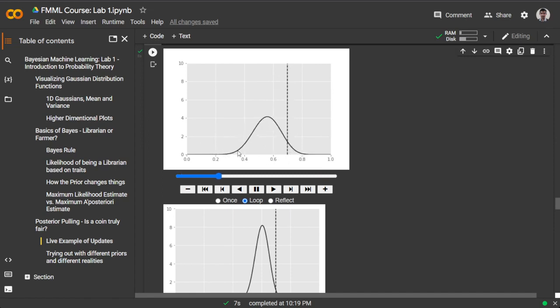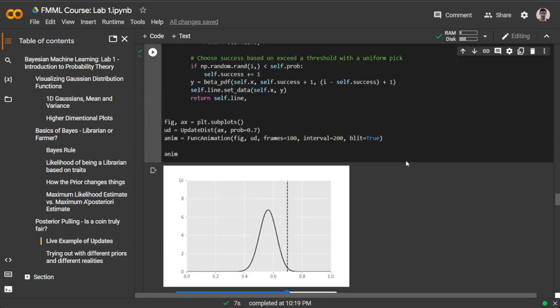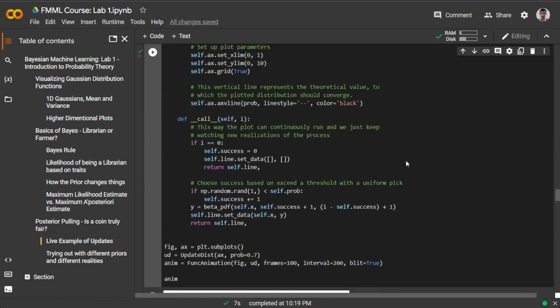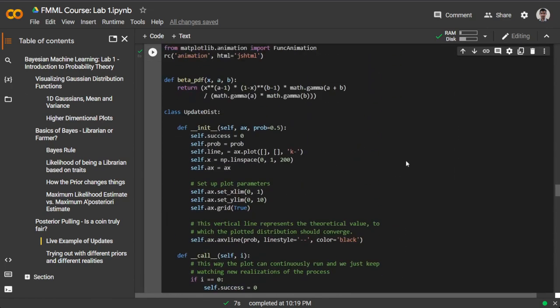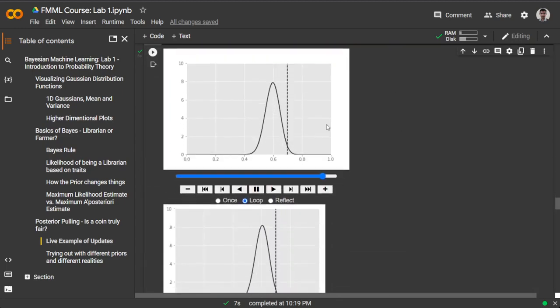As we get more and more observations, as we see here, we started off with a bad guess and we are slowly converging to a better and better guess. And as we get a lot more observations, I think 100 different observations in this example, we'll be able to converge to the true value of 0.7.